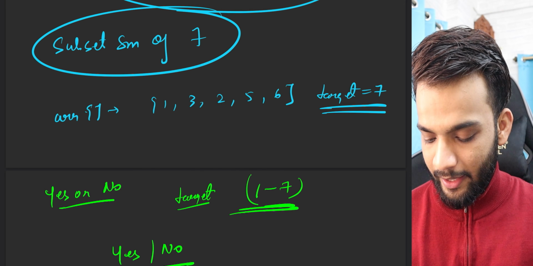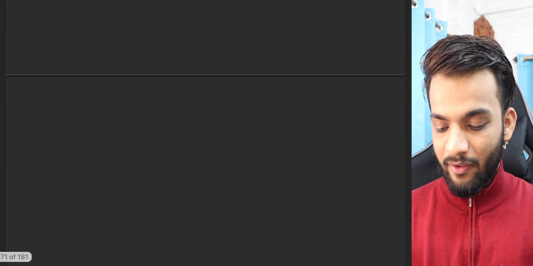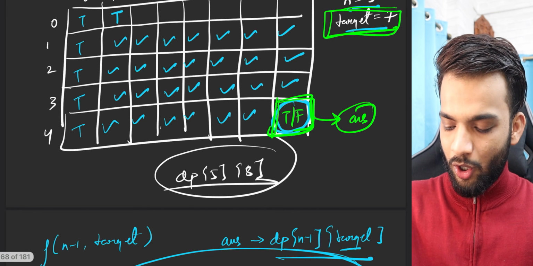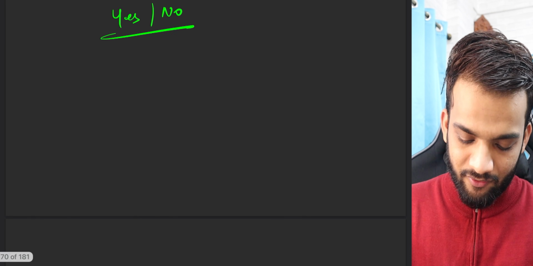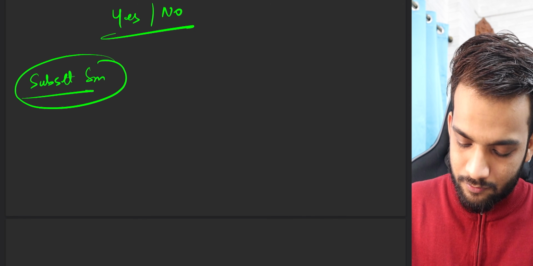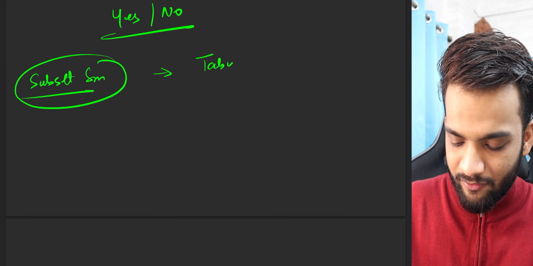Make sense? Okay, that does make sense, right? So we have understood this. Just keep this in your mind that as of now, from the subset sum tabulation, what have we derived?